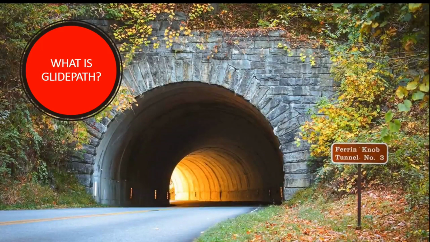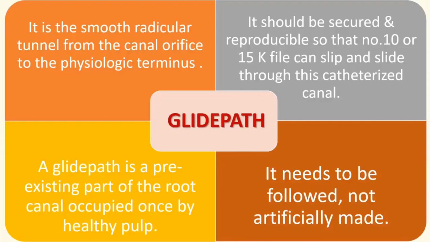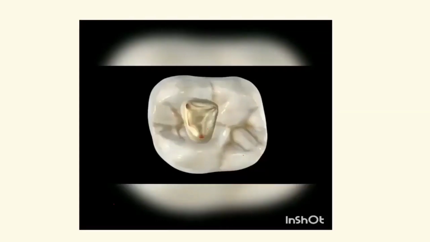What is glide path? It is the smooth radicular tunnel from the canal orifice to the physiologic terminus. It should be secured and reproducible so that number 10 or 15K file can slip and slide through this catheterized canal. A glide path is a pre-existing part of the root canal occupied once by a healthy pulp. It needs to be followed, not artificially made.